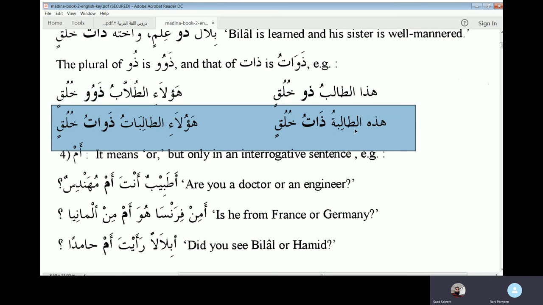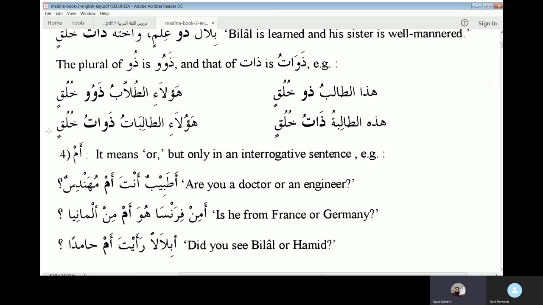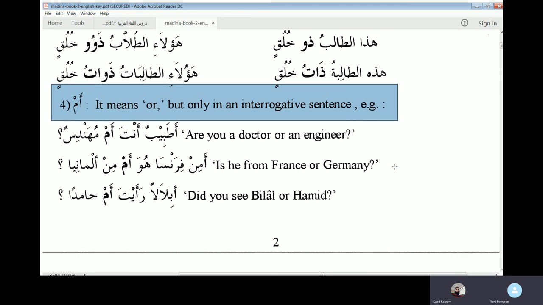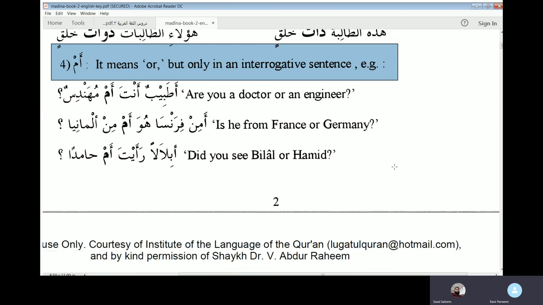Hadhihi talibatun zatu khuluq. Ha'ula'i talibat zawatu khuluq. For one female student we are using zatu, and for plural female students we are using zawatu. It means or, but only in an interrogative sentence.